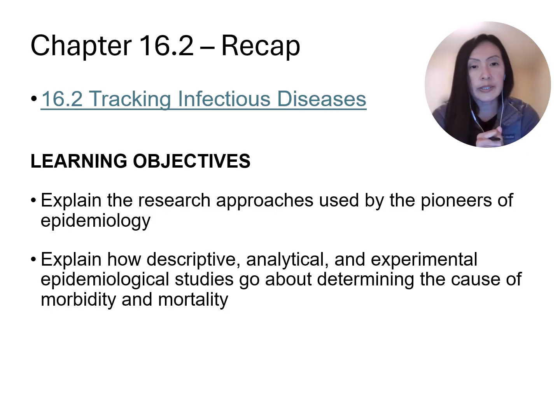All right, let's recap 16.2. The first one, explain the research approaches used by the pioneers of epidemiology. This was kind of a checkpoint question too, but we had John Snow, that father of epidemiology, who used mapping and data analysis during that 1854 cholera outbreak in London. He traced those cases to a single contaminated water pump, and that was the first use case of mapping and statistical reasoning in disease control. Removing that pump handle ended the outbreak. So that was really the first example of public health intervention based on evidence.